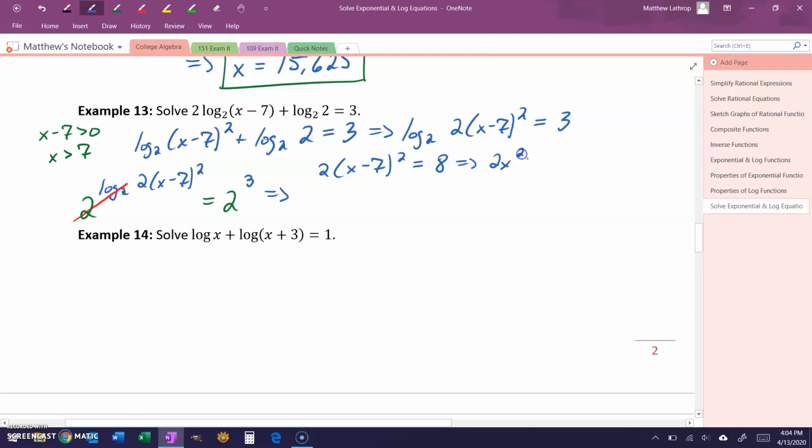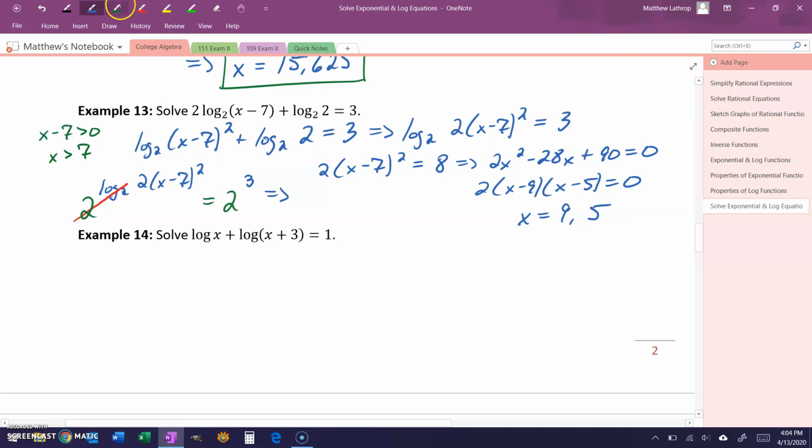to get 2x squared minus 28x, and if we go ahead and subtract over the 8, we'll get plus, not 80, but 90 is equal to 0. From here, we would need to look at factoring, and this would factor as 2 times x minus 9 times x minus 5 is equal to 0, giving us two values for x, positive 9 and positive 5.